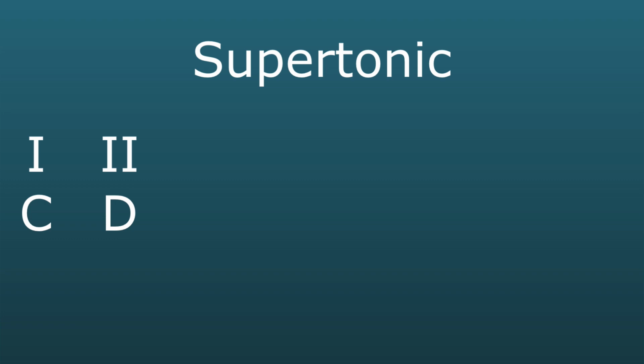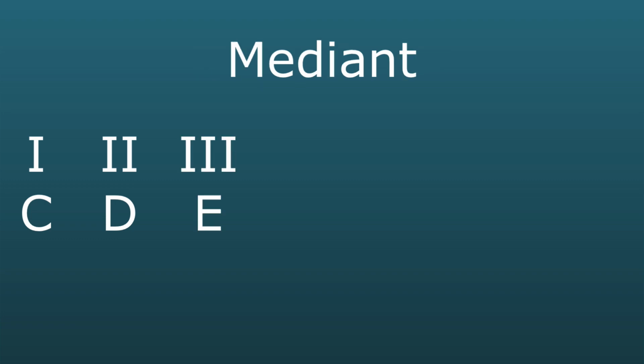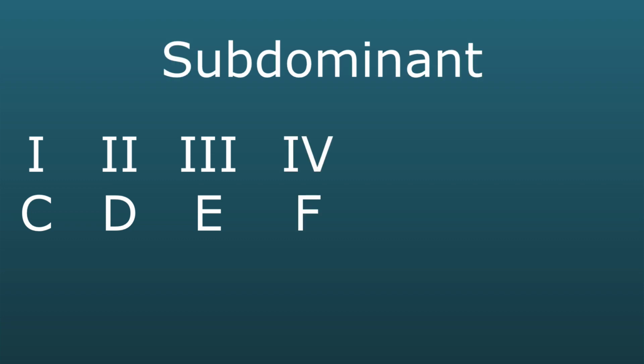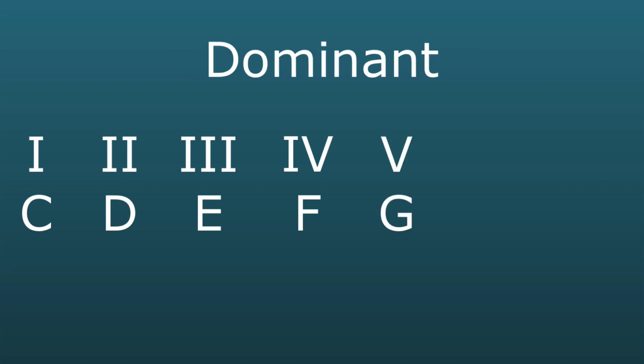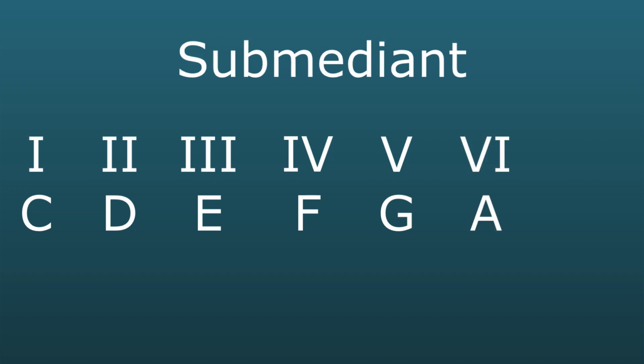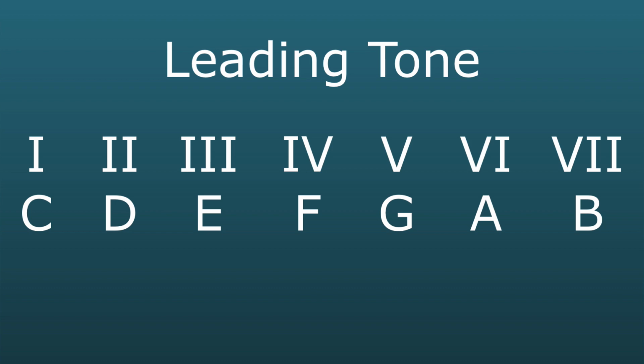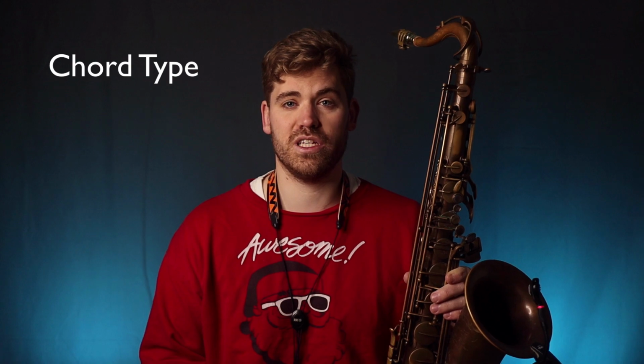You can see where this is going. E is the third note in the scale, so is assigned the Roman numeral 3 and is called the mediant. F is the fourth note in the scale, so is assigned the Roman numeral 4 and is called the subdominant. G is the fifth note in the scale, so is assigned the Roman numeral 5 and is called the dominant. A is the sixth note in the scale, so is assigned the Roman numeral 6 and is called the submediant. And finally, B is the seventh note in the scale, so is assigned the Roman numeral 7 and is called the leading tone.